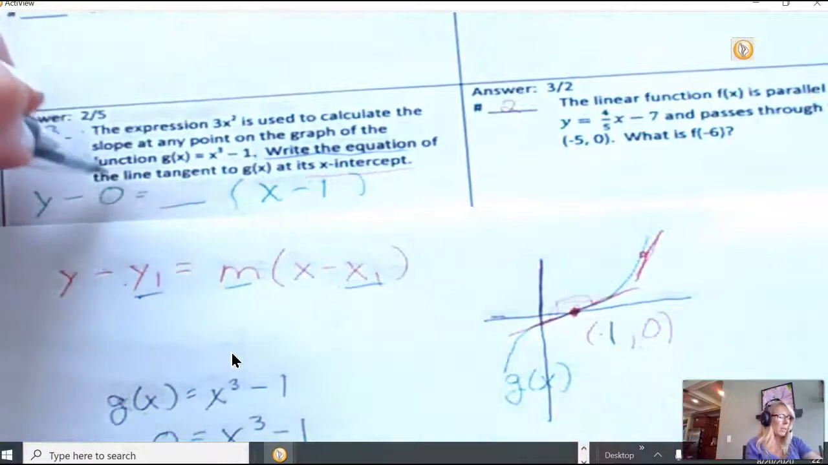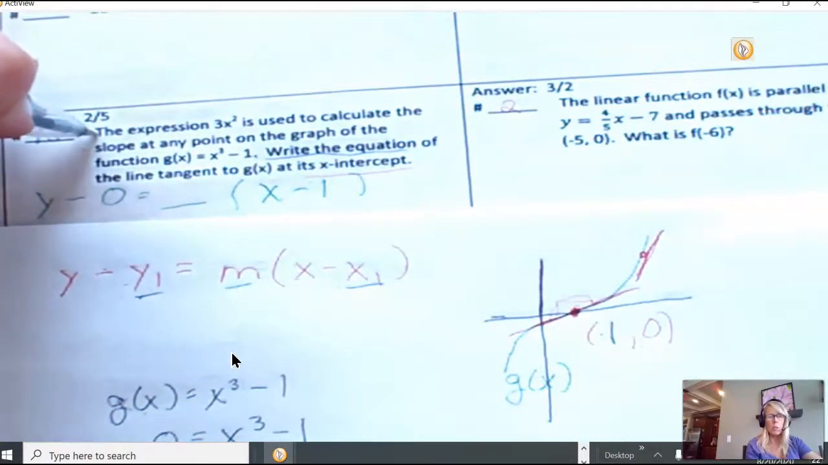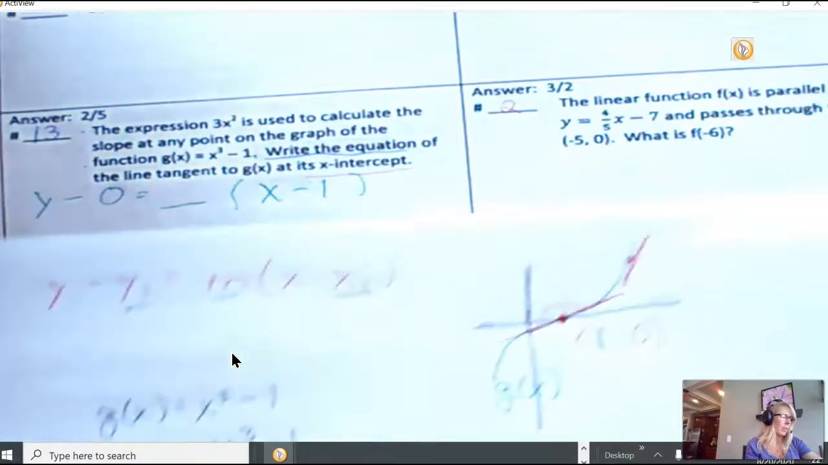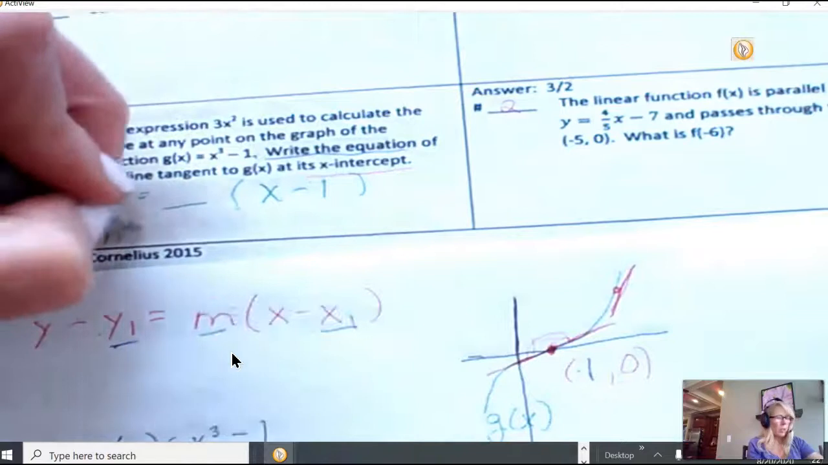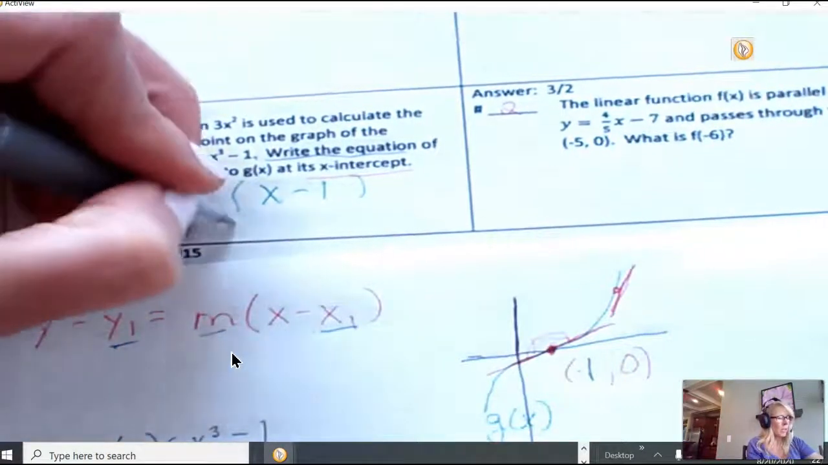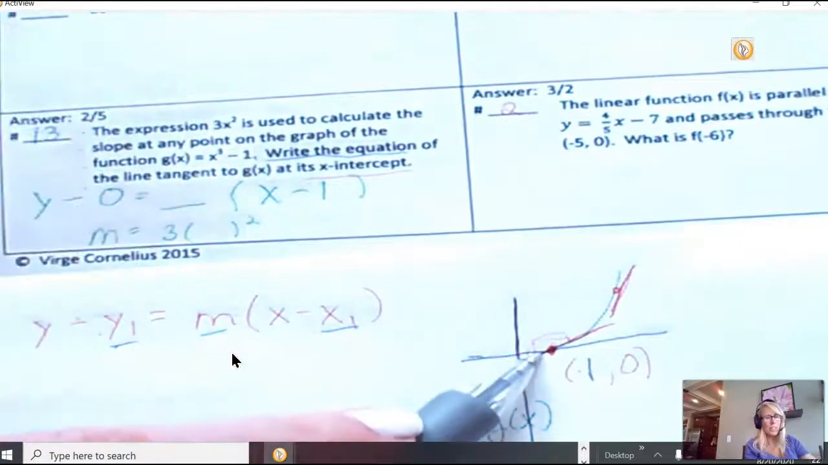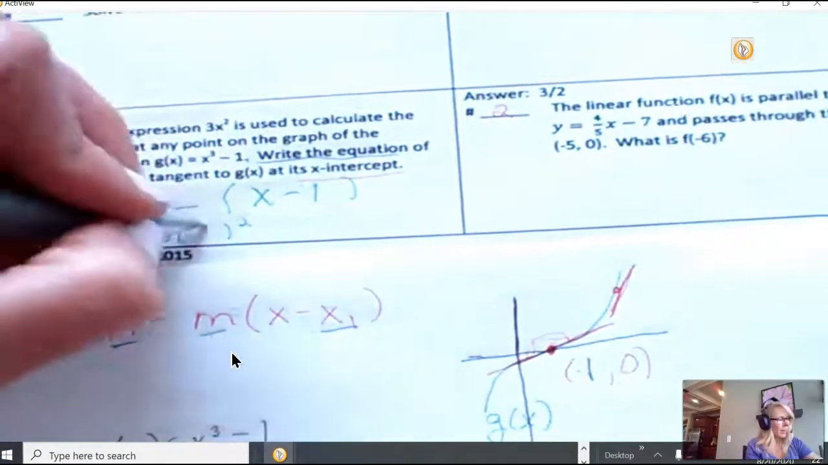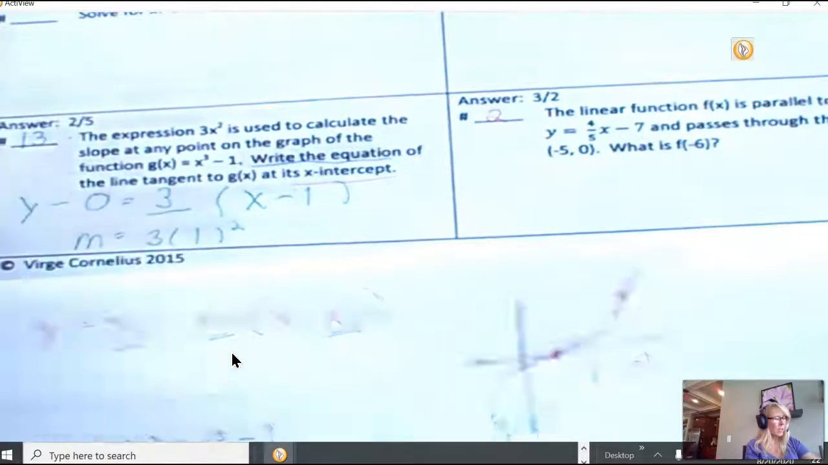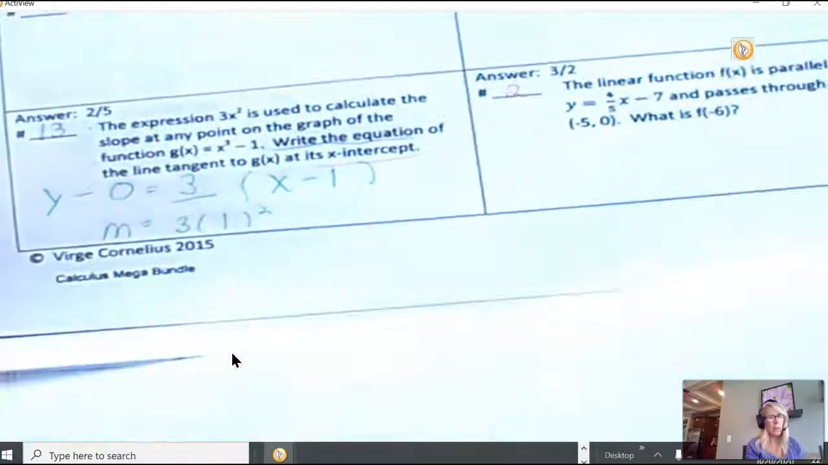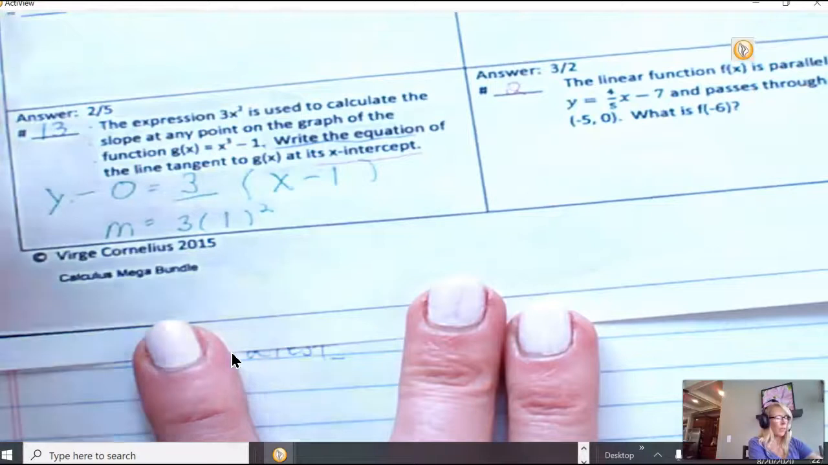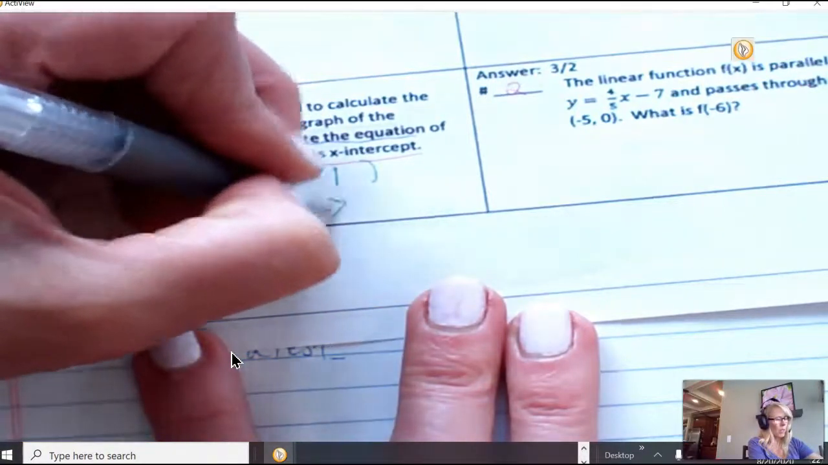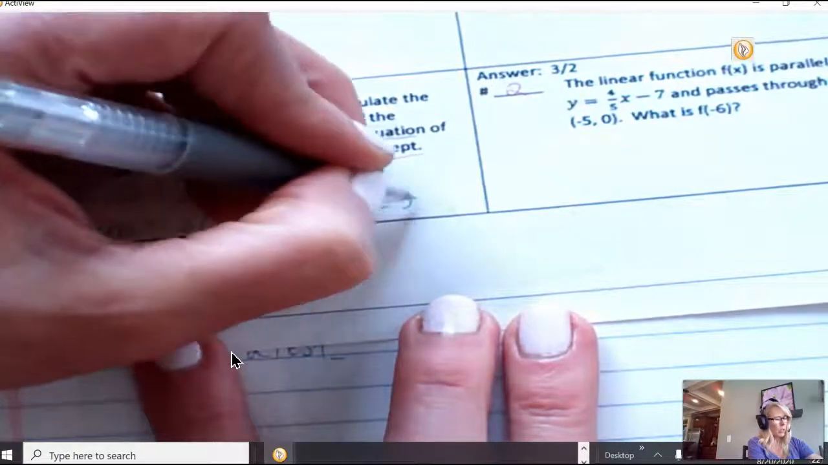Now, what do we know about the slope? They told us something in here. They said the expression 3x squared is used to calculate the slope at any point on the graph. All right, so all I need to do for the slope is, I know the slope is going to be equal to 3 times x squared. What is the x value? 1. So hopefully you can see the slope is 3. And there you go. That's the hardest part. I'm pretty sure you can simplify this, distribute your 3 through, and you should end up with y equals 3x minus 3.